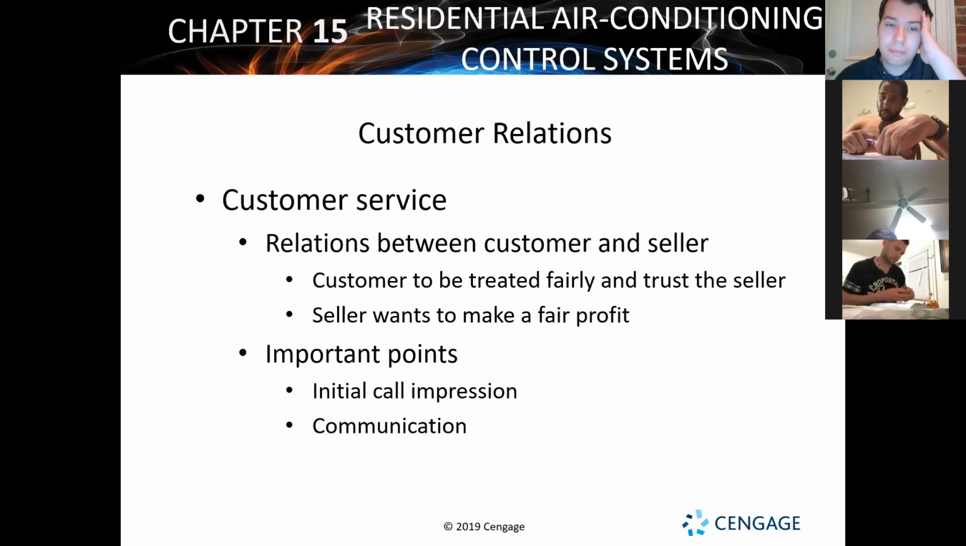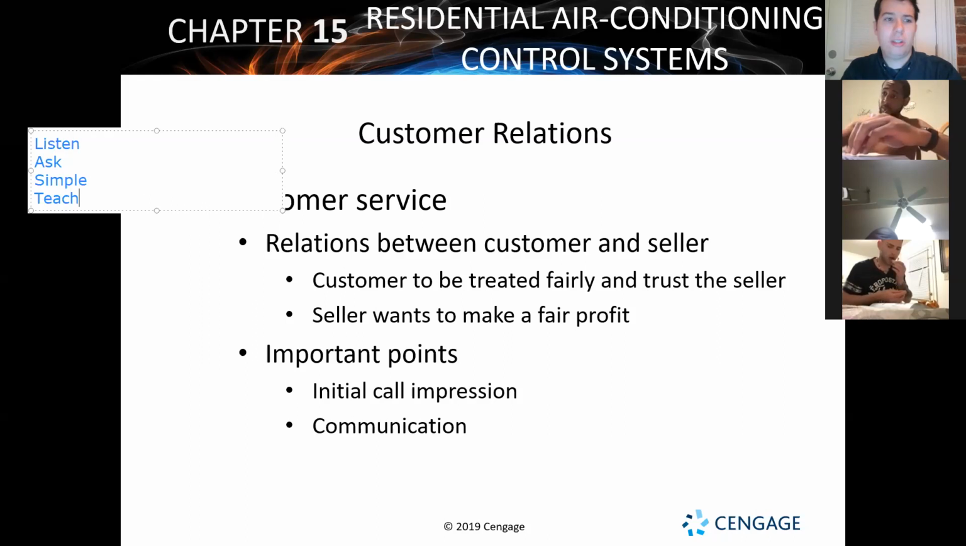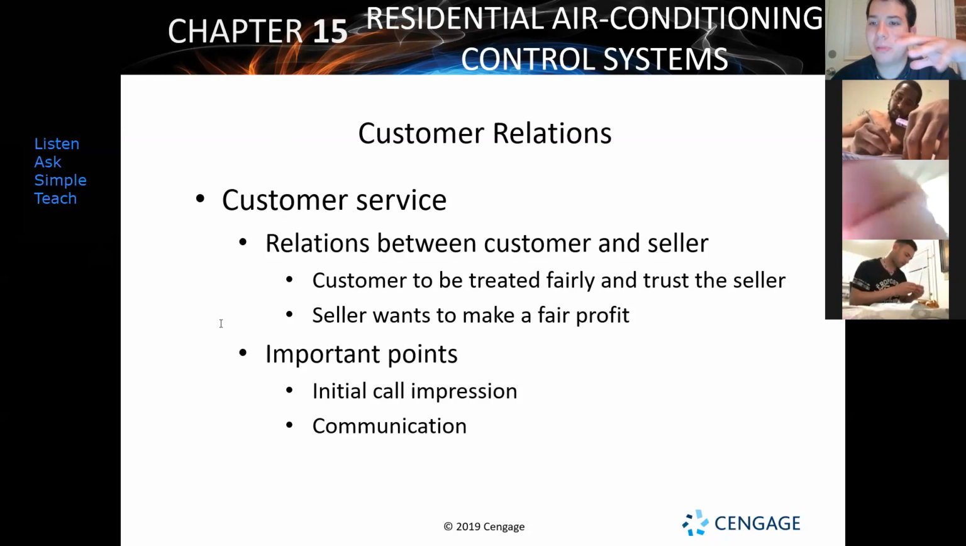So it's really important to be respectful and to carry yourself professionally when you go to a customer. Maybe an acronym, that is a very good one: Listen, Ask, Simple, Teach. LAST, L-A-S-T. Listen, ask, simple, teach. These four things will help you out so much when it comes to customers. It's not a perfect system, but it helps keep you focused on what's important in the relationship between me and this customer.